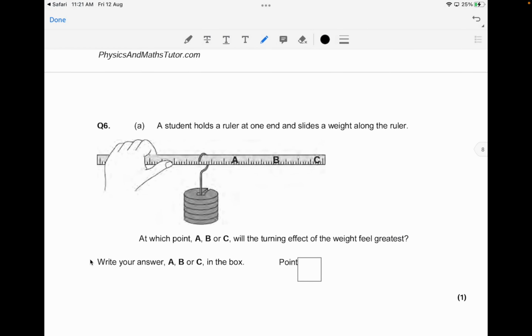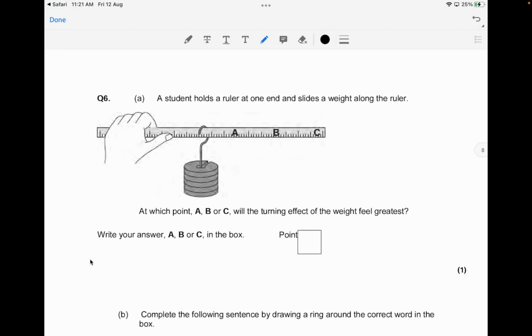Now, the next question, you guys can see that the student holds a ruler at one end and slides a weight along the ruler. You have to say at which point the turning effect of the weight will feel the greatest. So it's going to be at point C. That's your answer. All right, let's move on.